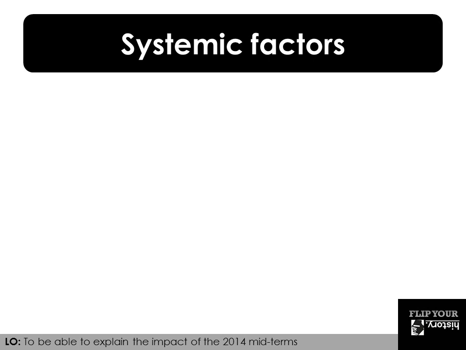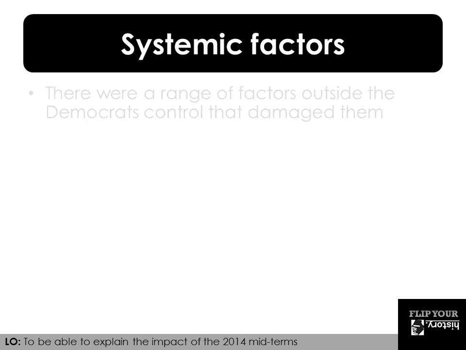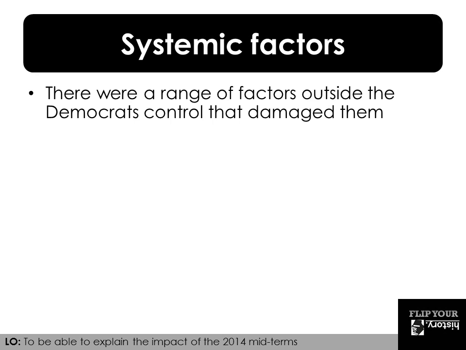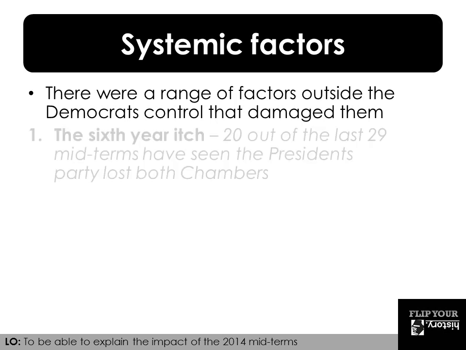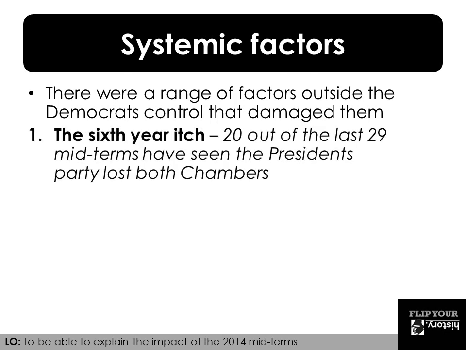And there are also systemic factors that cause the Democrats to lose the Senate. And these are factors that are outside the Democrats' control, which have been argued to have caused significant damage to their hopes. First of all, it's well known that there is a 6-year itch, and that 20 out of the last 29 midterms have seen the President's party lose both chambers of Congress. And we can see why with the reverse coattails effect, that there is no longer a popular president to push through a legislative agenda, and the voters show their disillusionment with the president after 6 years in office.